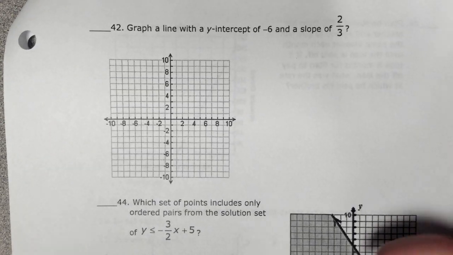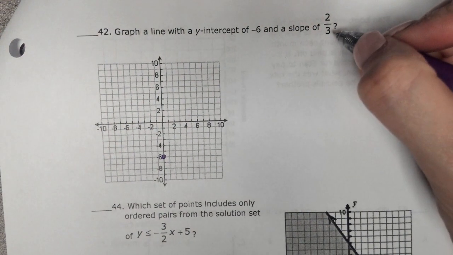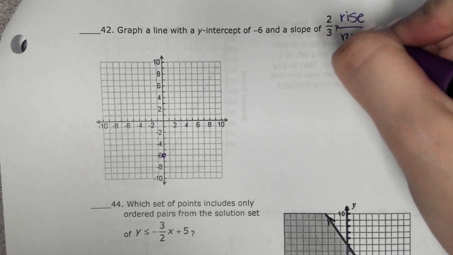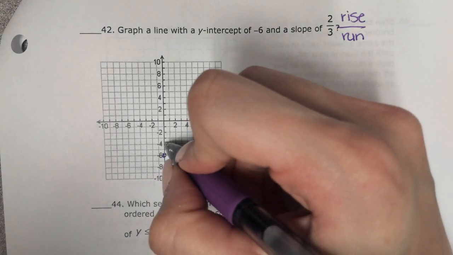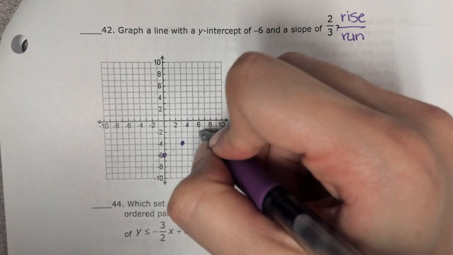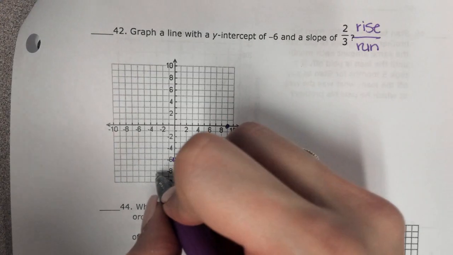Graph a line with a y-intercept of -6, so the y-intercept is -6, and a slope of 2/3. This is your rise over your run. So I'm rising 2, running 3. Rising 2, running 3.